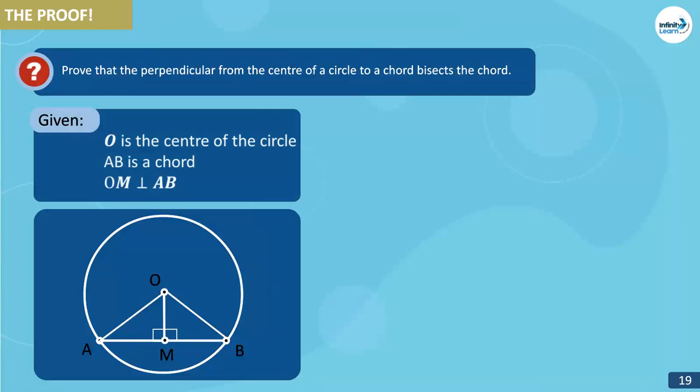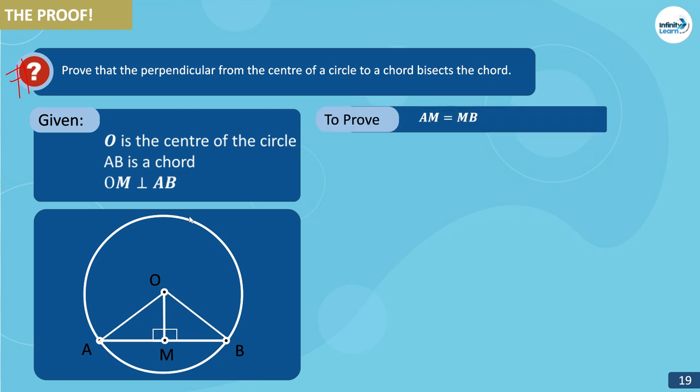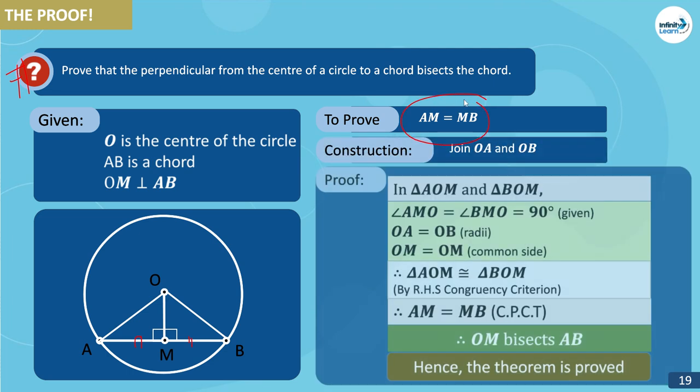Now, next theorem. Prove that the perpendicular from center to the chord bisects the chord. It means we have to prove AM equals MB.